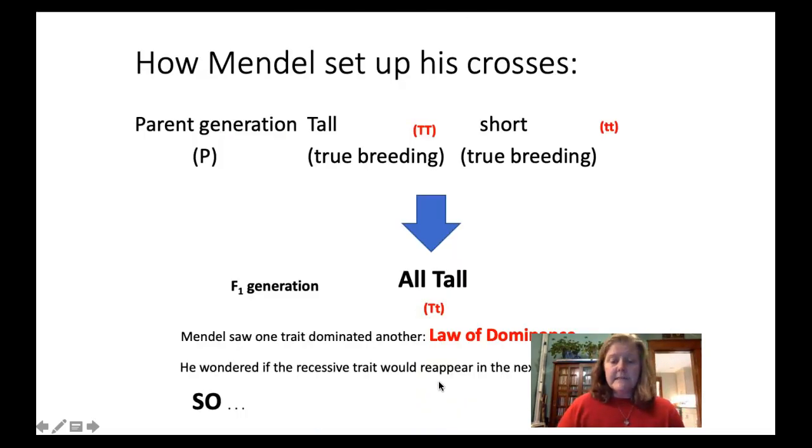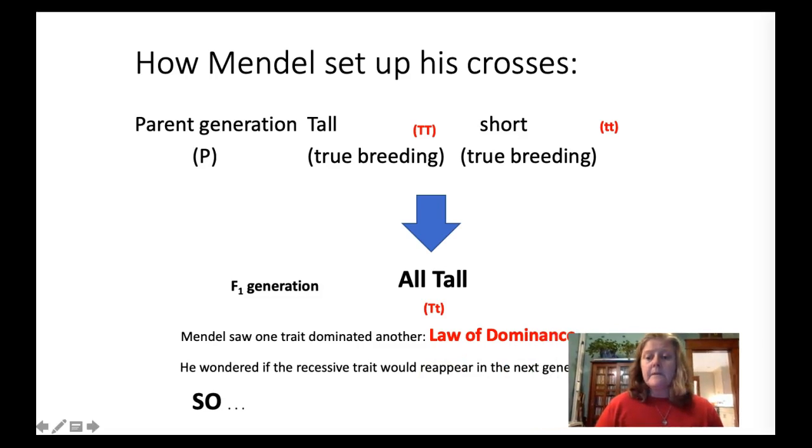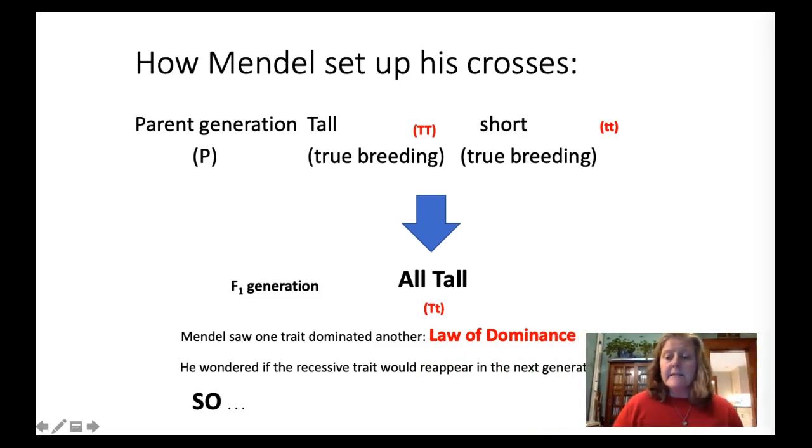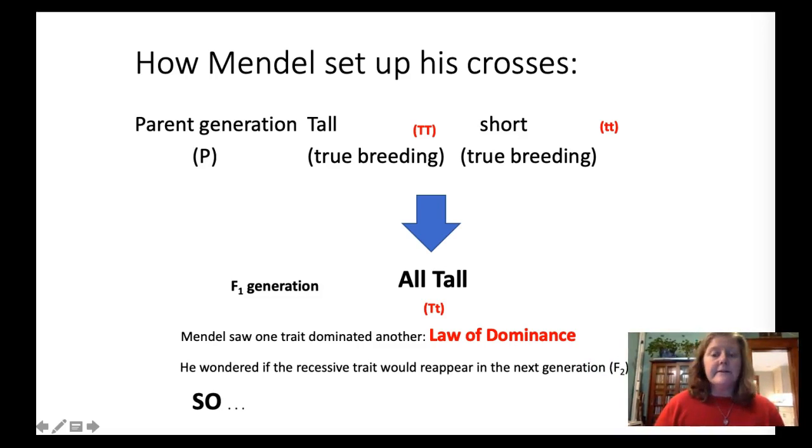So Mendel set up all of his crosses really in the same way. Let me move myself out of the way a little bit here. So he always started with true breeding plants of opposite characteristics. So looking at plant height, tall versus short, is true breeding, or what we might call purebred or homozygous tall, and then the true breeding short. And that was what he called the P generation.